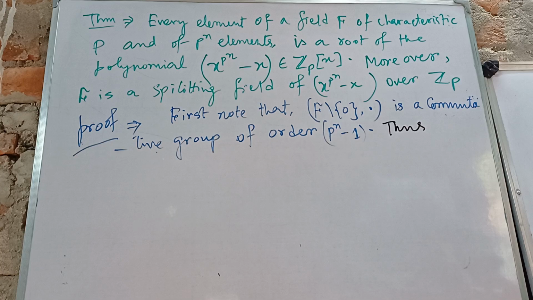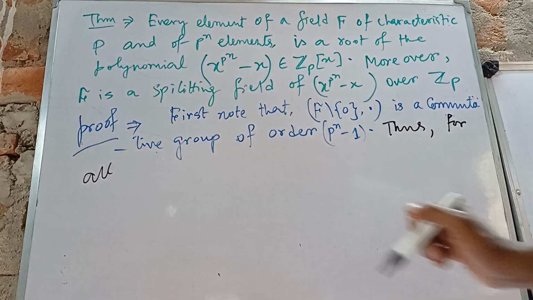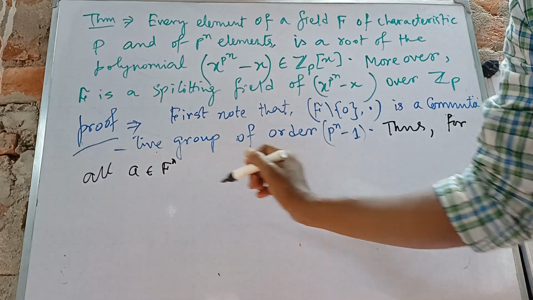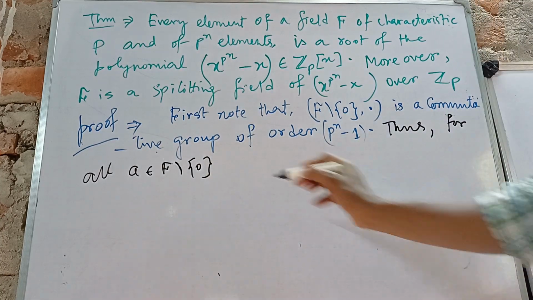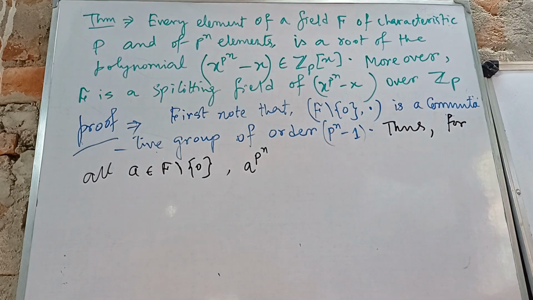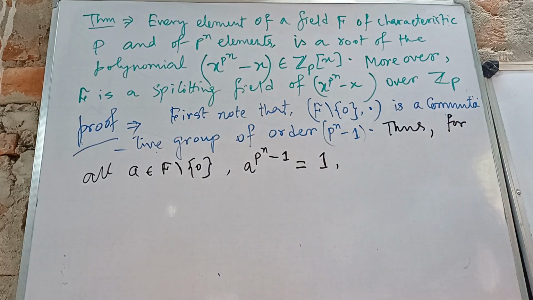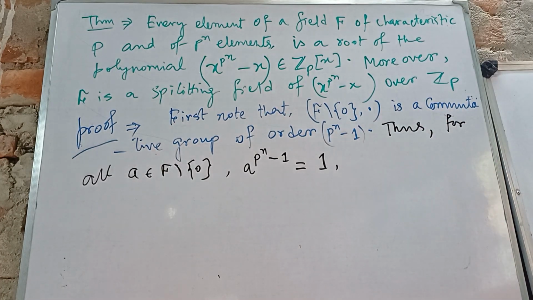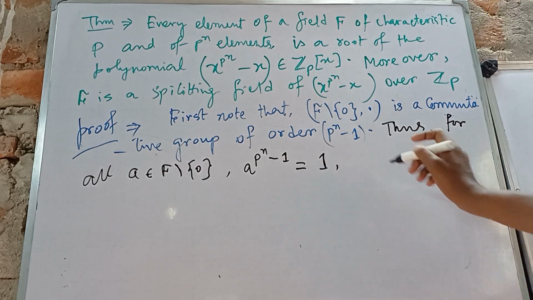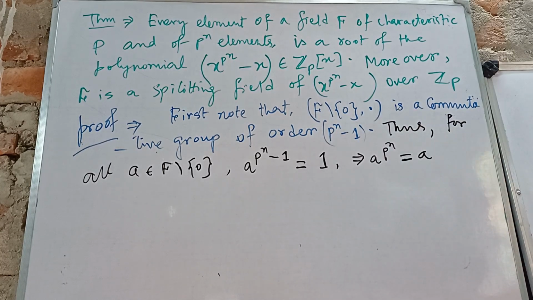Then thus for all a belonging to F - {0}, a^(p^n - 1) equals 1. That means for all a belonging to F - {0}, a to the power of this order equals the identity, and the identity with respect to multiplication is 1. Now this implies a^(p^n) equals a. Not a problem at all.